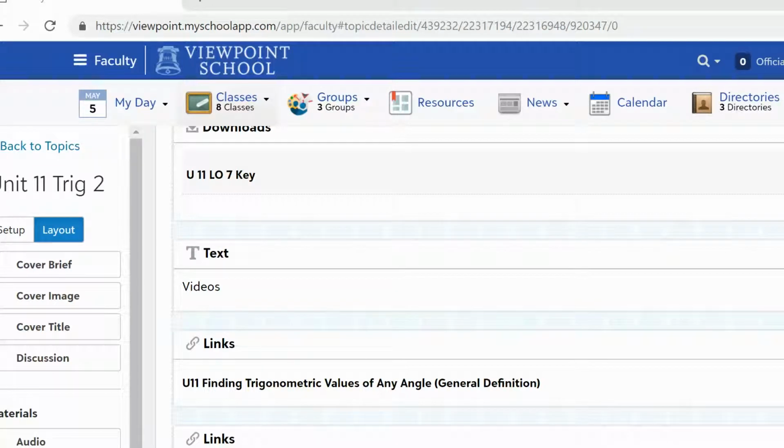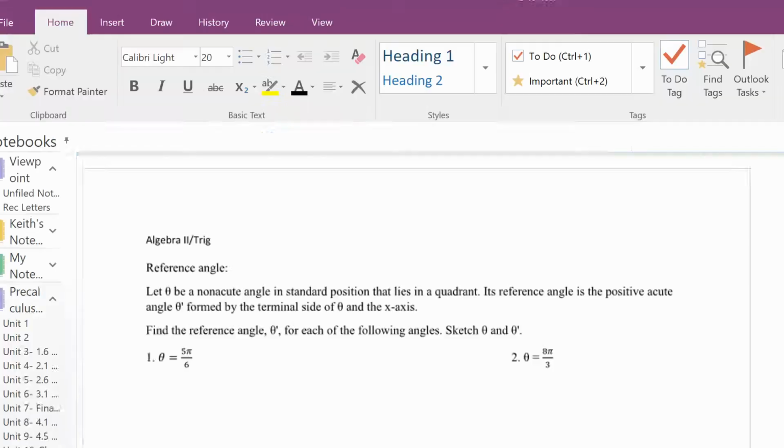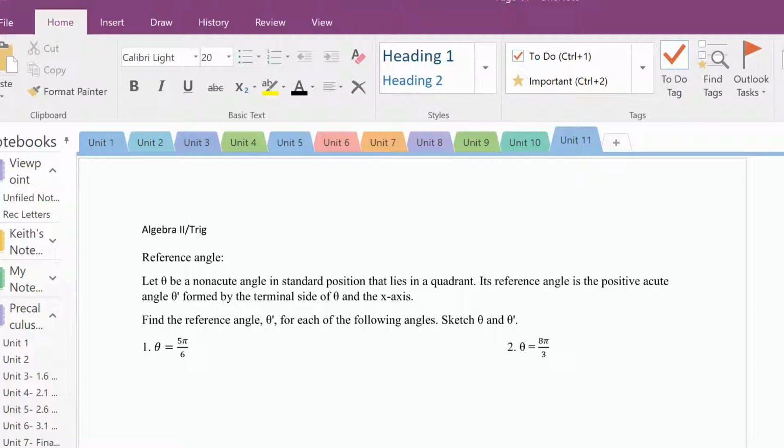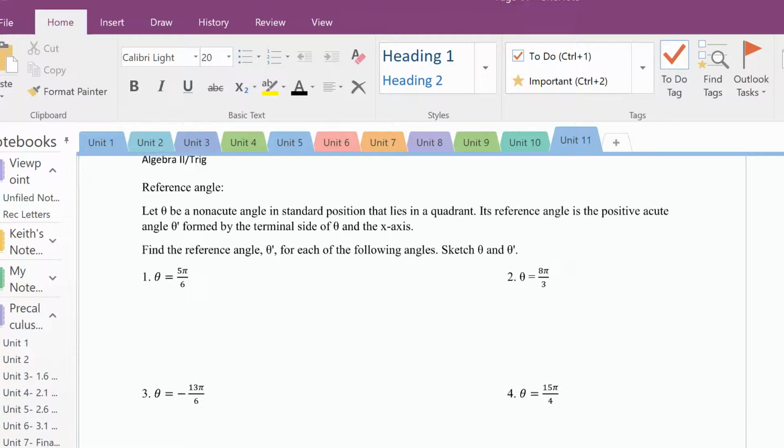Welcome to tonight's video on reference angles and how to use them to find the trigonometric value of any angle, and then we'll talk about the unit circle as well.